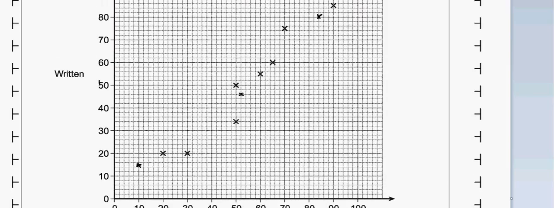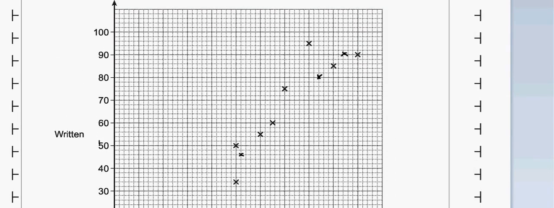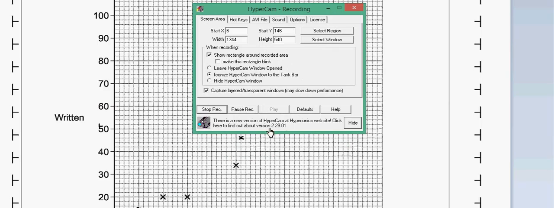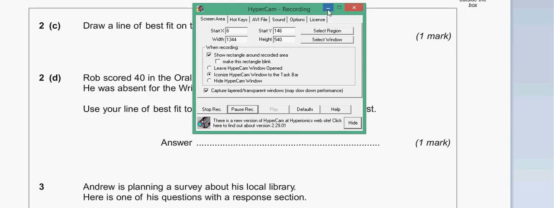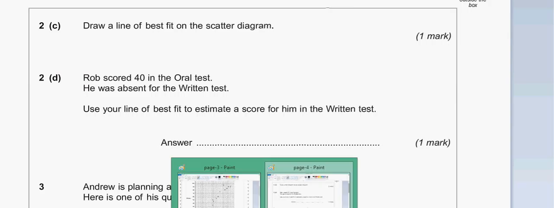Now I will bet £1,000,000 that there will be another question about this. So I'll go to the next page. Okay, so as I thought, 2C: draw a line of best fit on the scatter diagram. So we need to draw the line of best fit.